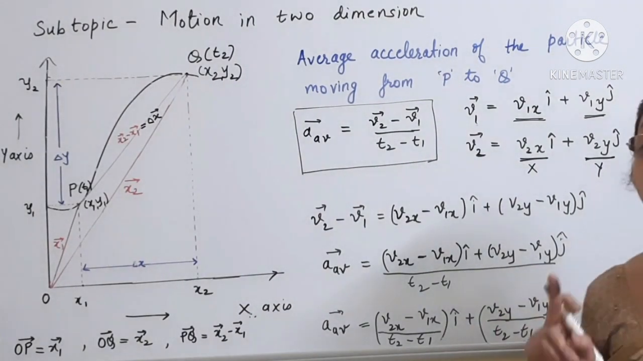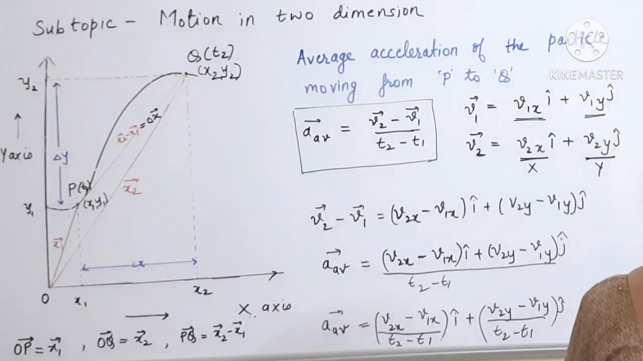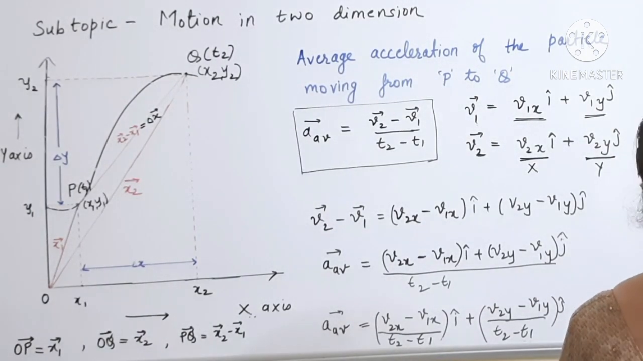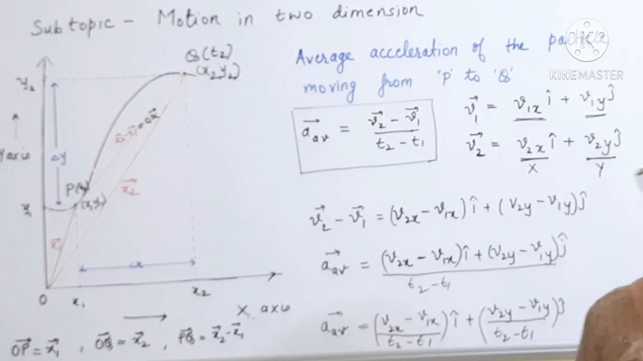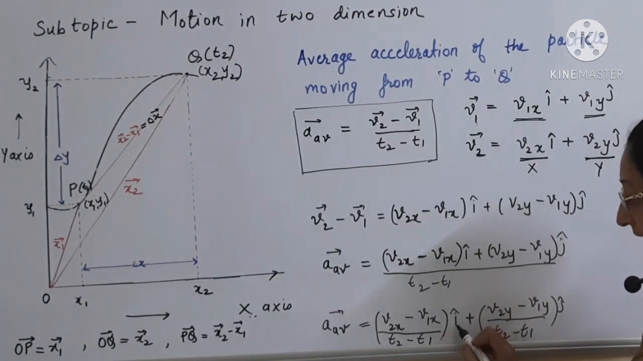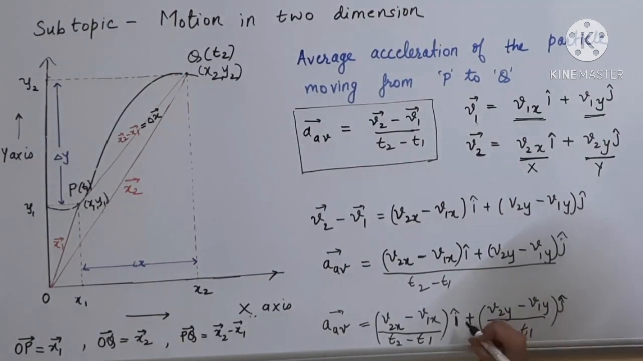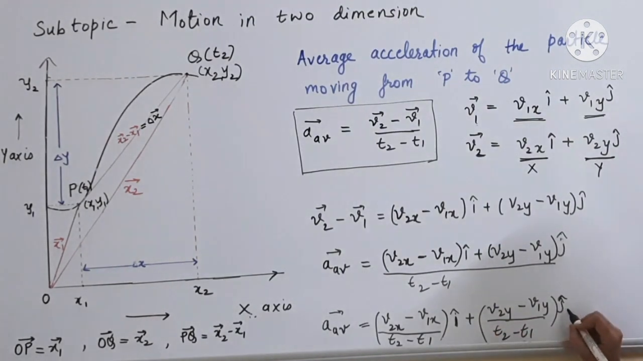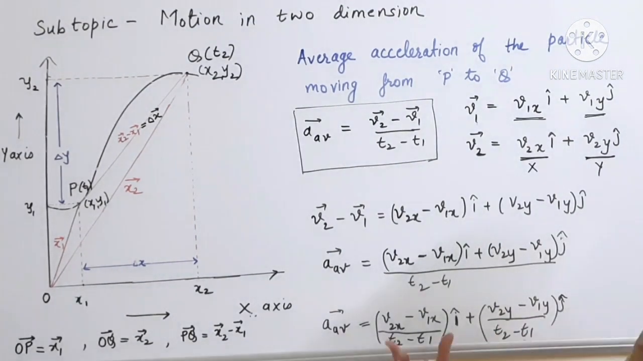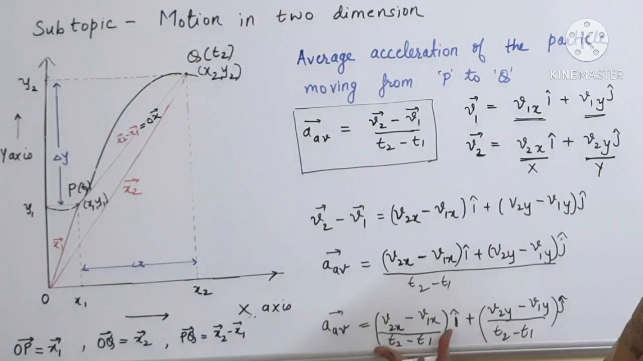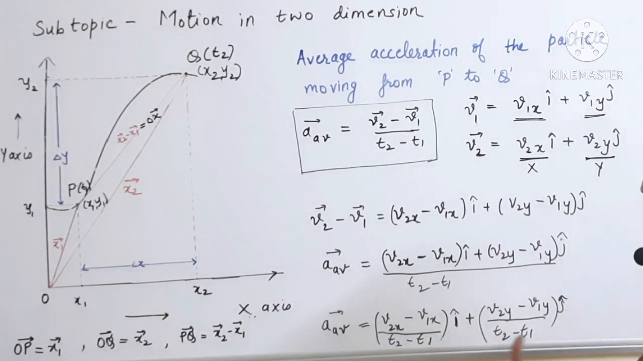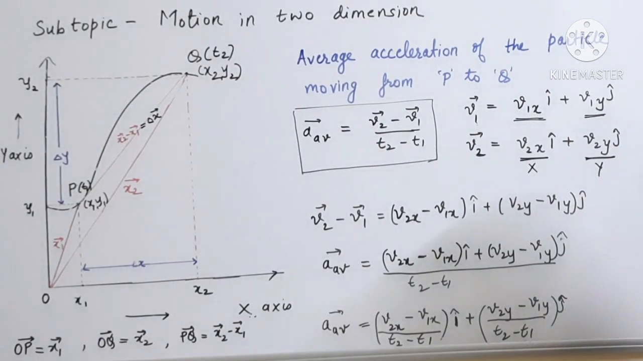We know that in one dimension, that is in rectilinear motion, we studied acceleration as the change in velocity upon time, that is (V2 minus V1) upon (T2 minus T1). But now, this term is along the x-axis because here there is i, and this term is along the y-axis because here there is j. So these are the components of acceleration along the x-axis and along the y-axis.